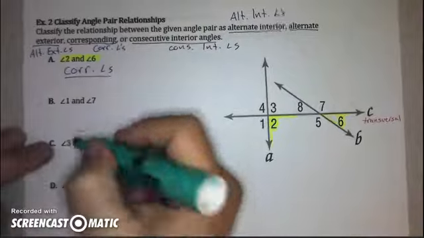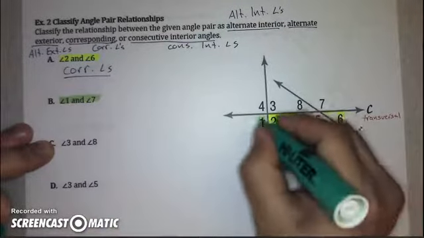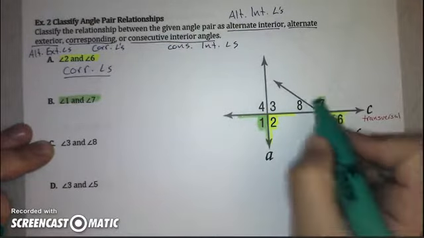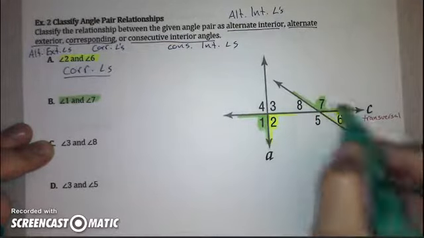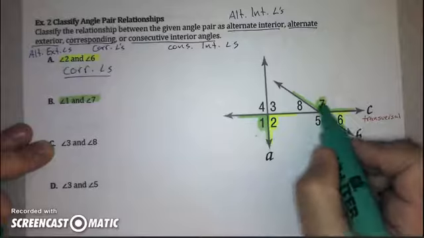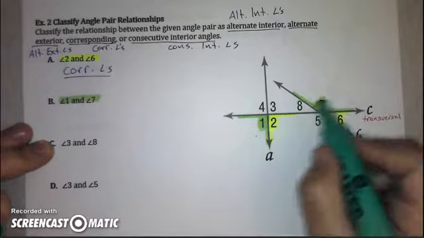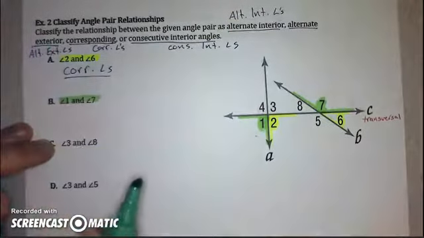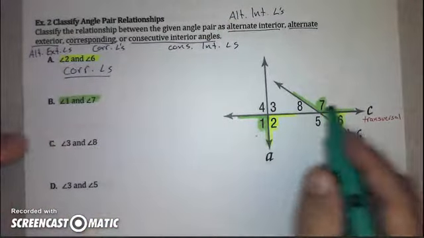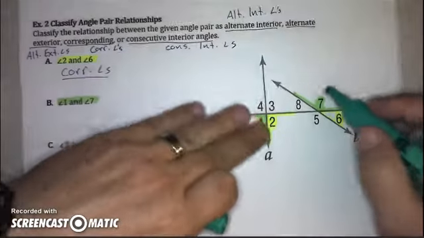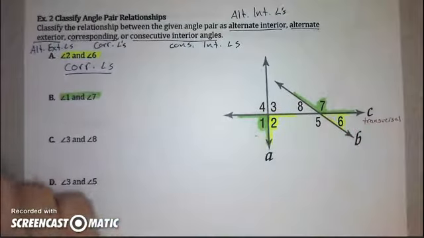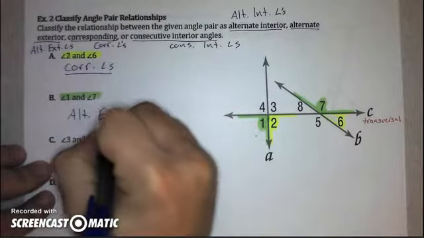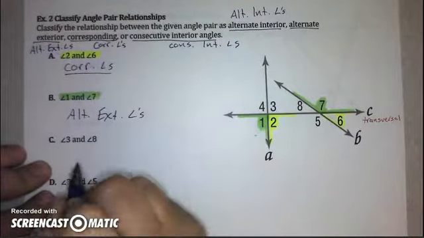Now let's look at angles 1 and 7. Angle 1 and angle 7. Angle 1 is formed by these two segments, angle 7 by these two. 1 is below the transversal, 7 is above. So they are on opposite sides of the transversal, so they have to be an alternate interior or alternate exterior. And 1 and 7 are in the exterior of the two lines, so they are alternate exterior angles.